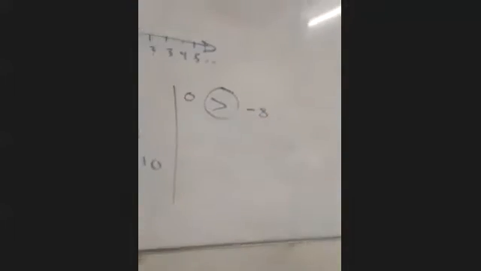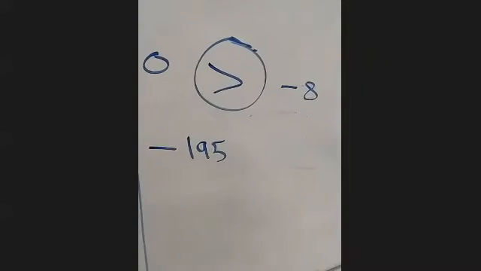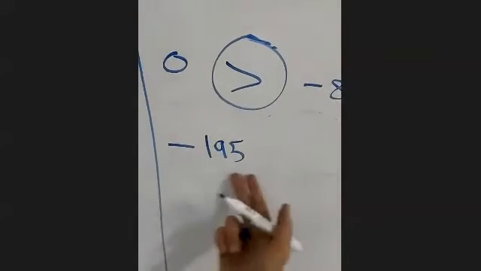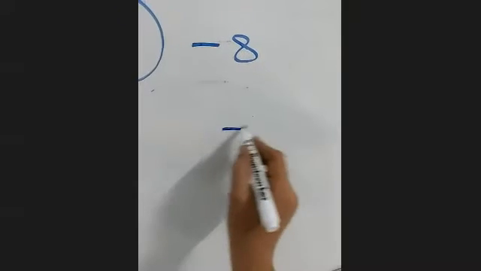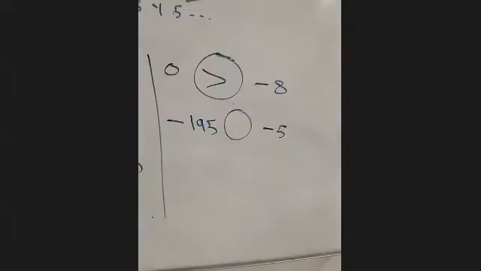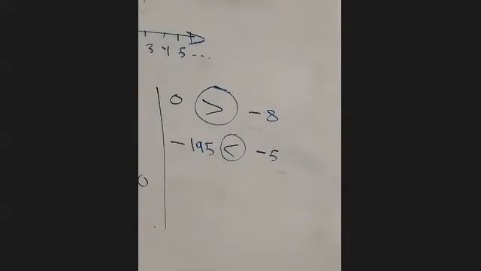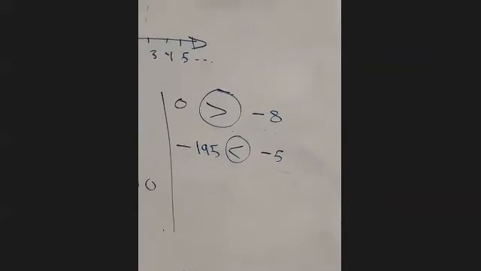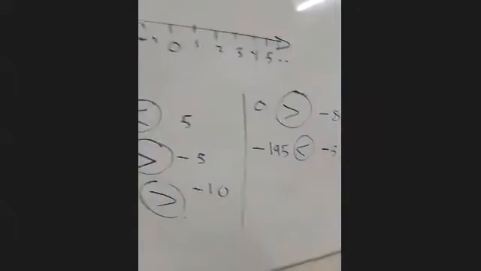Got it? So how about if you lost $195? Which one is better? Negative means lost, right? If you lost $195, or if you lost $5, which one is better? I lose $5. It is better to lose $5 than losing 195. So in the negative, 0 is bigger than any negative number, but any positive number is bigger than 0.